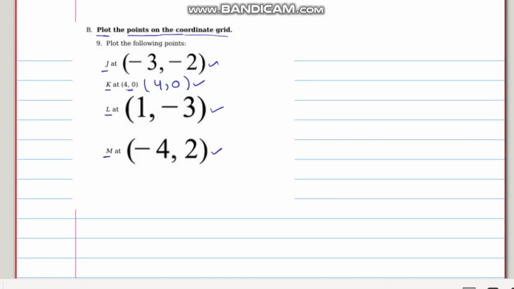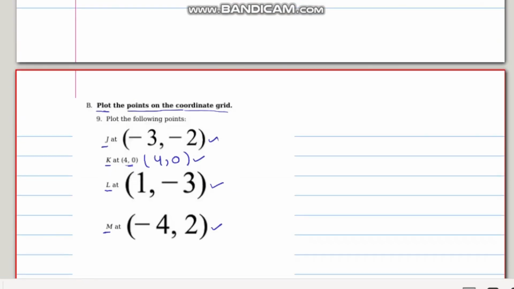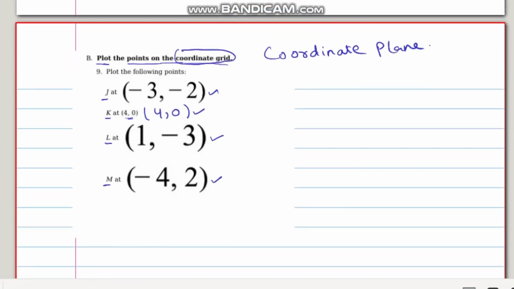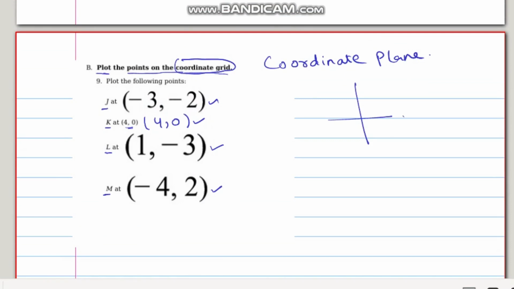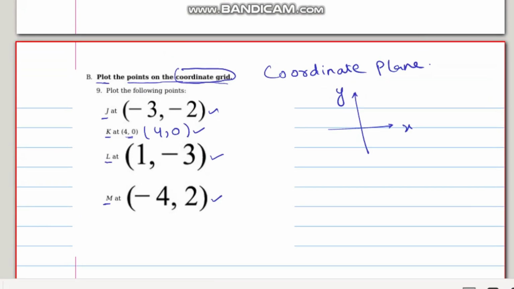Now, first of all, I told you before what the coordinate grid is. You have to first of all study about the coordinate grid. What is this? Coordinate grid is nothing but coordinate plane. I told you before, they are just two lines. This is called the coordinate plane. Coordinate plane and coordinate grid, you can also say coordinate grid.